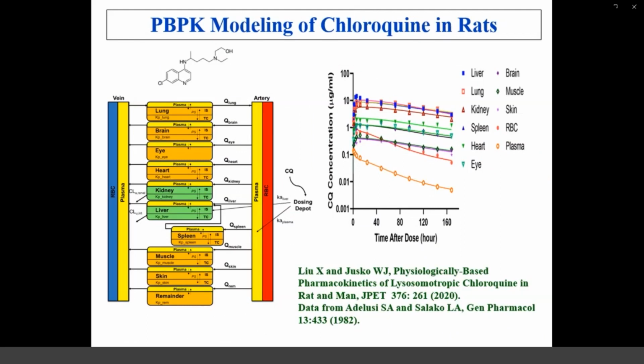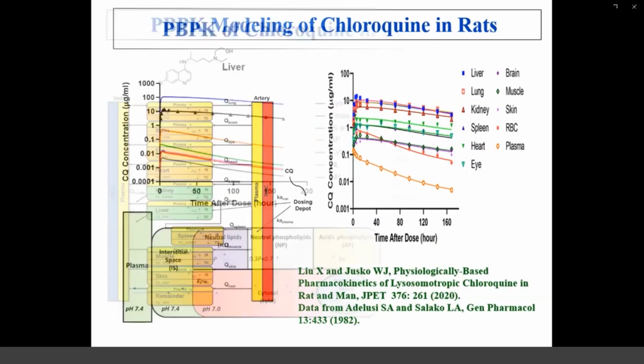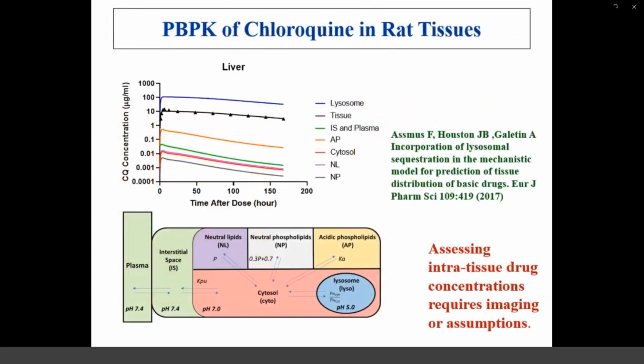Well, we employed a PBPK model in two stages. First, characterizing these data with a general model as you see on the graph, and then using the model to calculate what might be happening within each tissue. So for this, we use the Houston extension of the Rogers-Rowland method for prediction of KP values for lipophilic weak bases. So the model for this is shown.